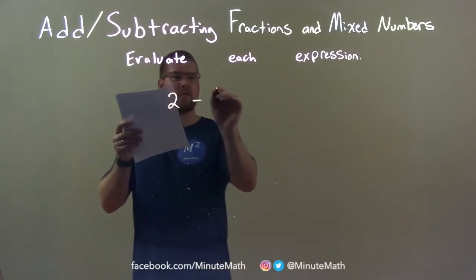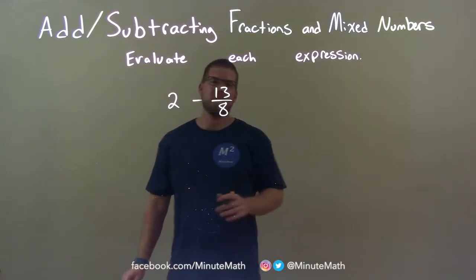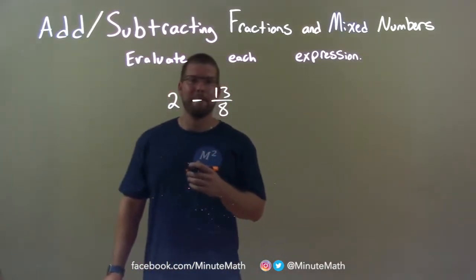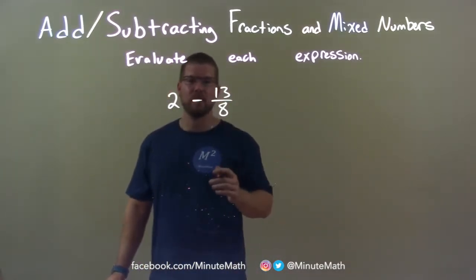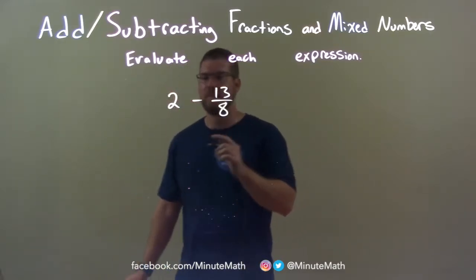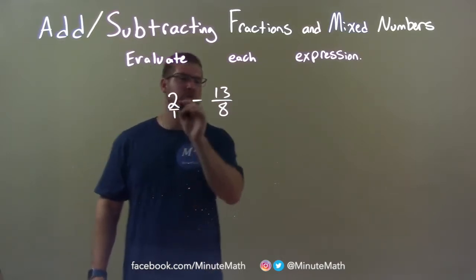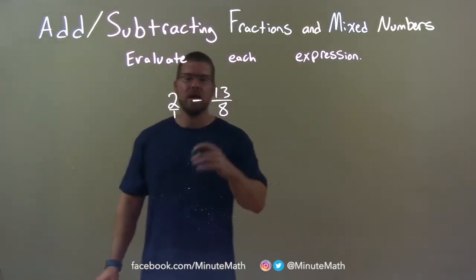2 minus 13 over 8. Okay. Well, the main thing here is we need to have the same base, all right? Same base to add these numbers. 2 does not really have the same base as 13 over 8, right? But we know 2 is the same thing as 2 over 1, right? 2 over 1 is the same thing as 2. And that can help us here.